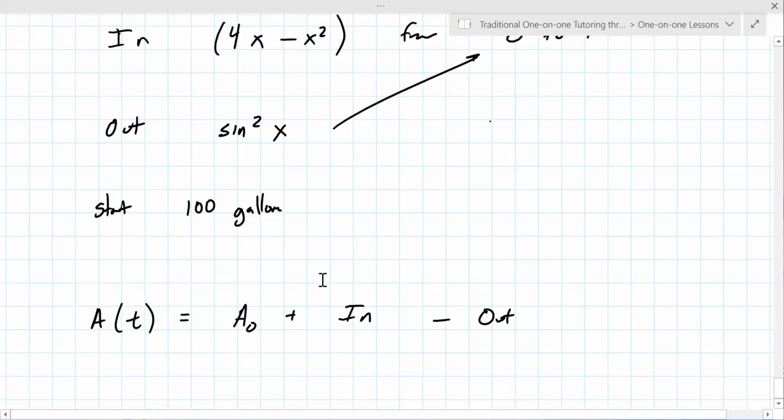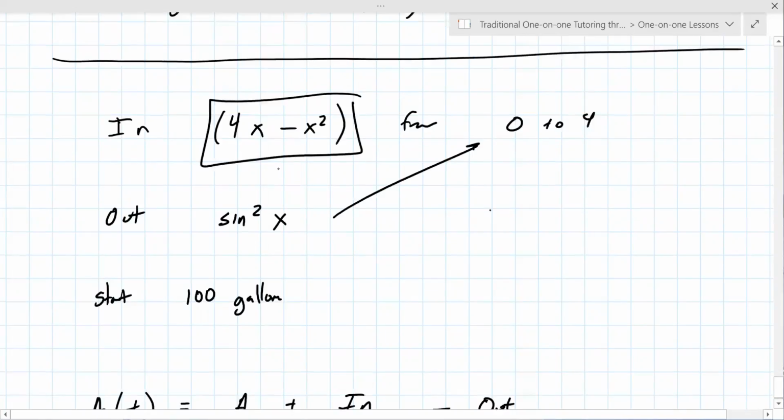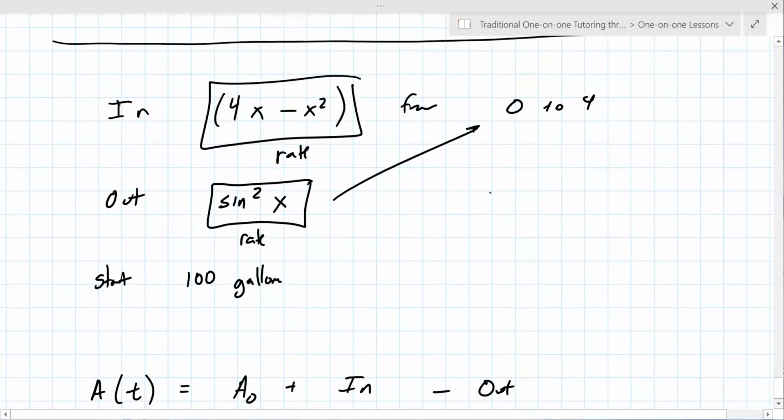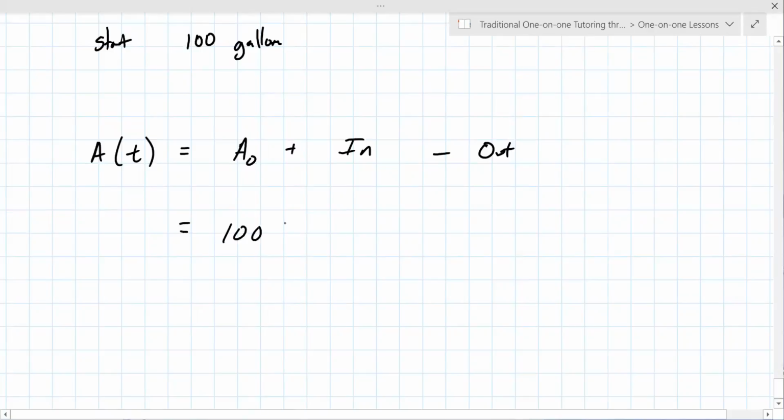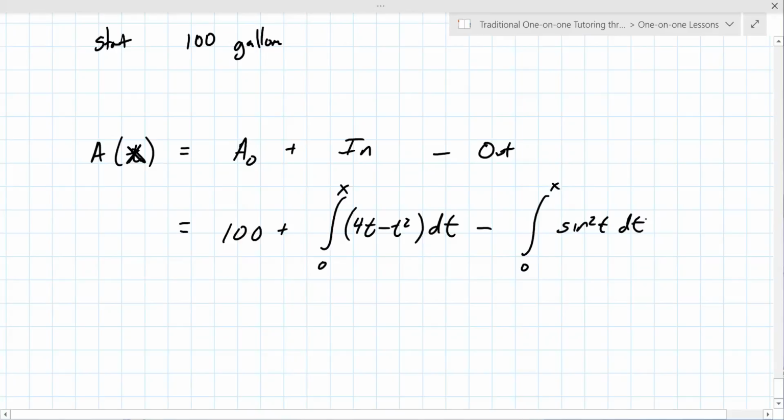But these are both rates that I gave you. This up here is a rate and this up here is a rate, which means you can't just use them directly. You have to integrate them from whatever bound. So it's 100 plus the integral from 0 to x of 4t minus t squared dt, minus the integral from 0 to x of sine squared t dt. And I could ask you questions like, well, what is A of 2, kind of thing like that.